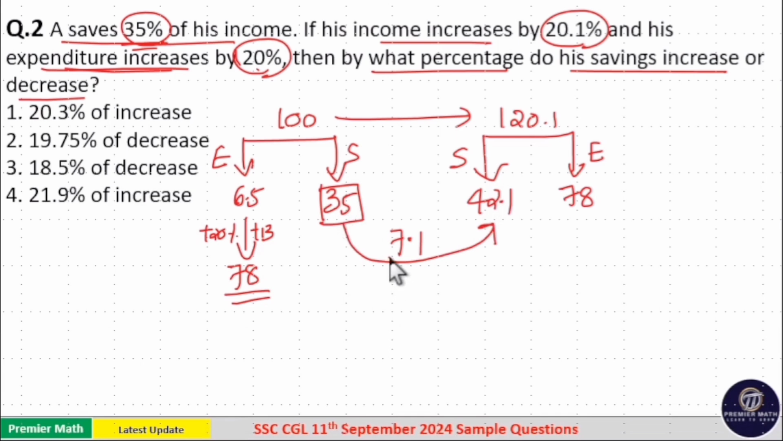So this 7.1 is out of this 35. The 7.1 increment is from this initial 35 rupees. So into 100, 5 goes 20 times in 100, 5 goes 7 times in 35. So 7.1 into 20 is 71 into 2, 142 divided by 7. 7 goes 20 times in 140, remaining 2. 7 goes around 3 times. So option 1 is your answer, 20.3% increment.